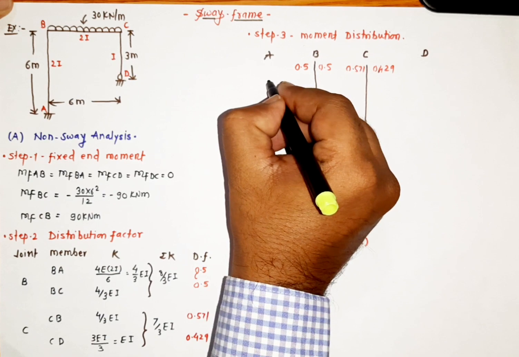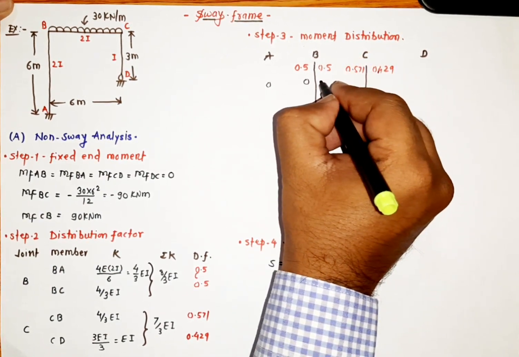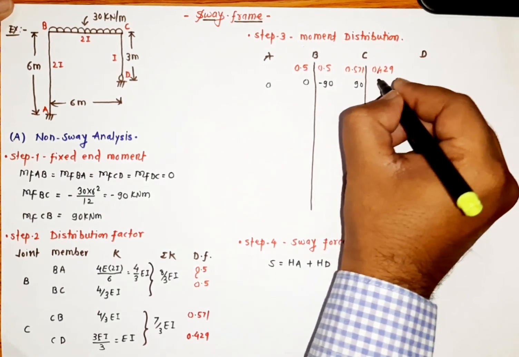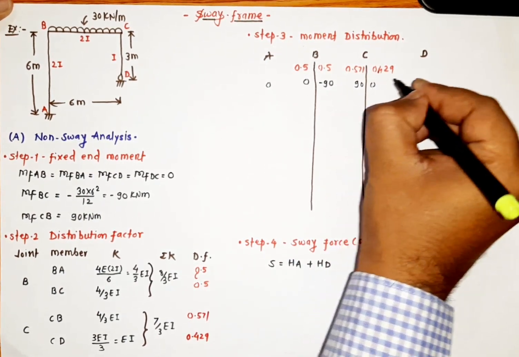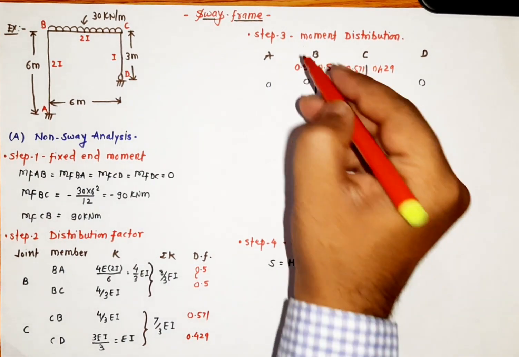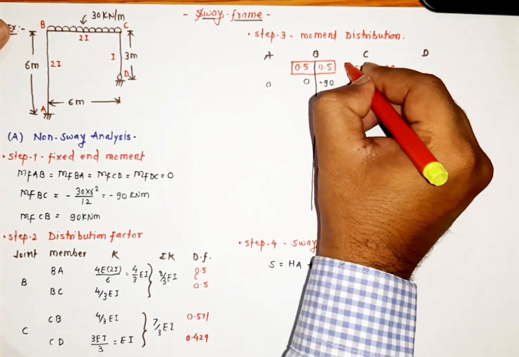Our fixed end moments are AB 0, BA 0, BC minus 90, CB 90, CD 0, and DC also 0. This is all about our distribution factors and fixed end moments.